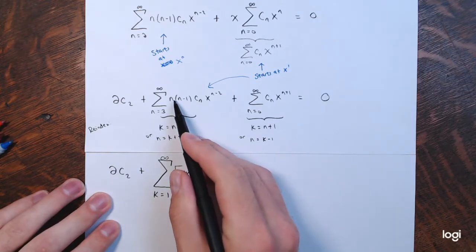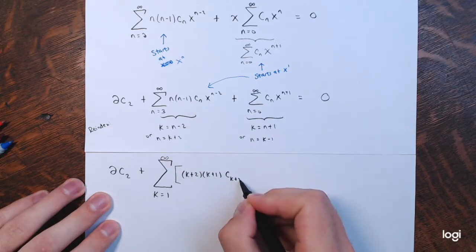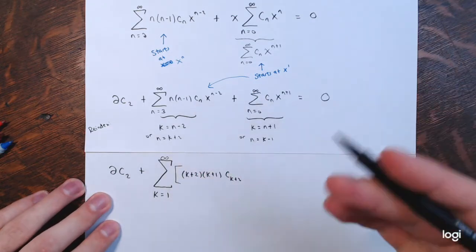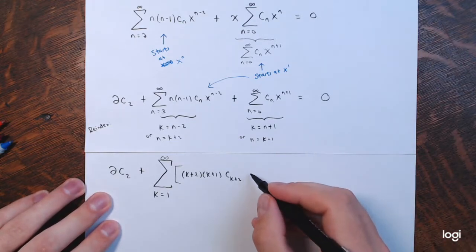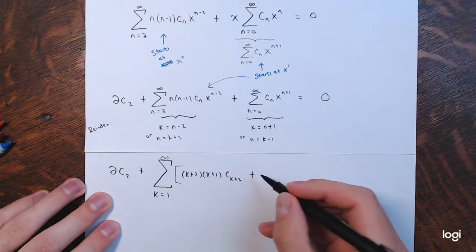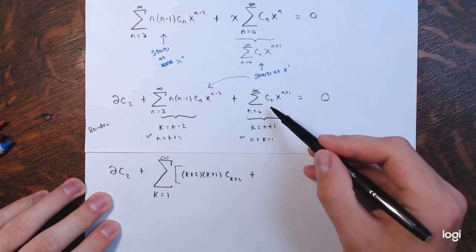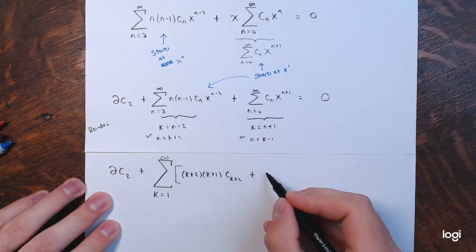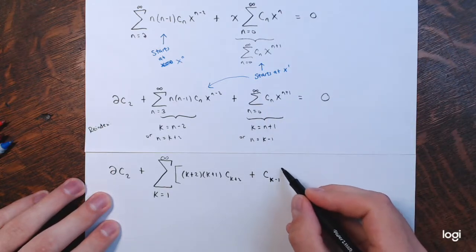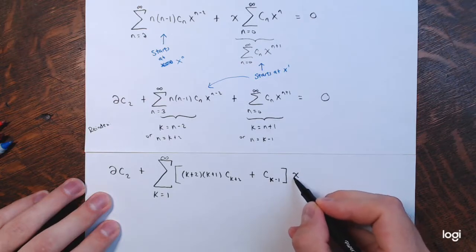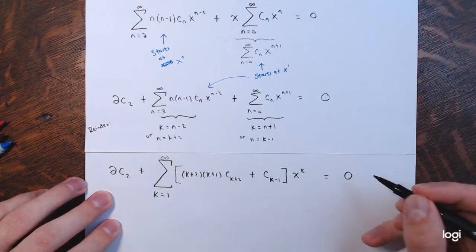All right, replacing n's with k plus 2 times c sub k plus 2 times x to the k, but I'm factoring the x to the k out, plus c sub k minus 1, right? N is replaced by k minus 1 now over here. And all this times x to the kth power. Right? And this is equal to 0.